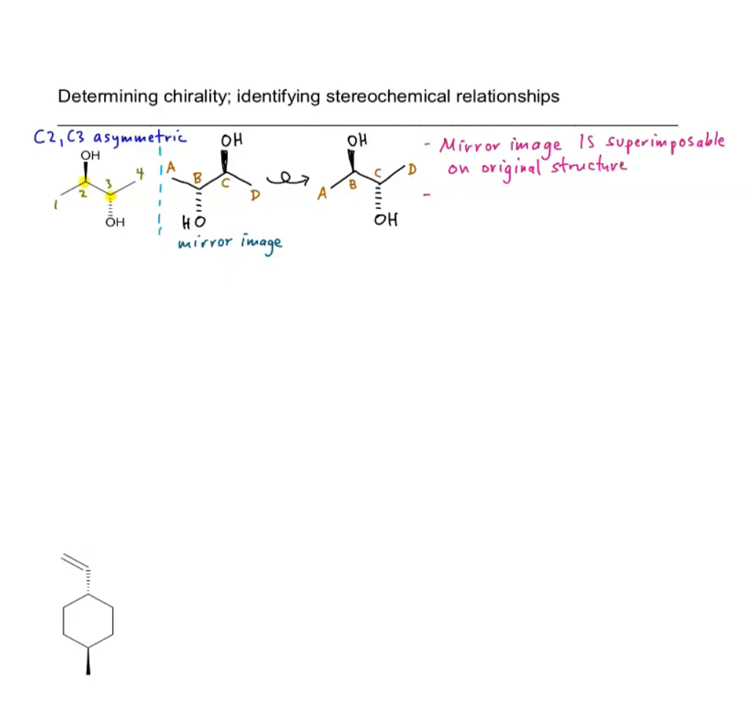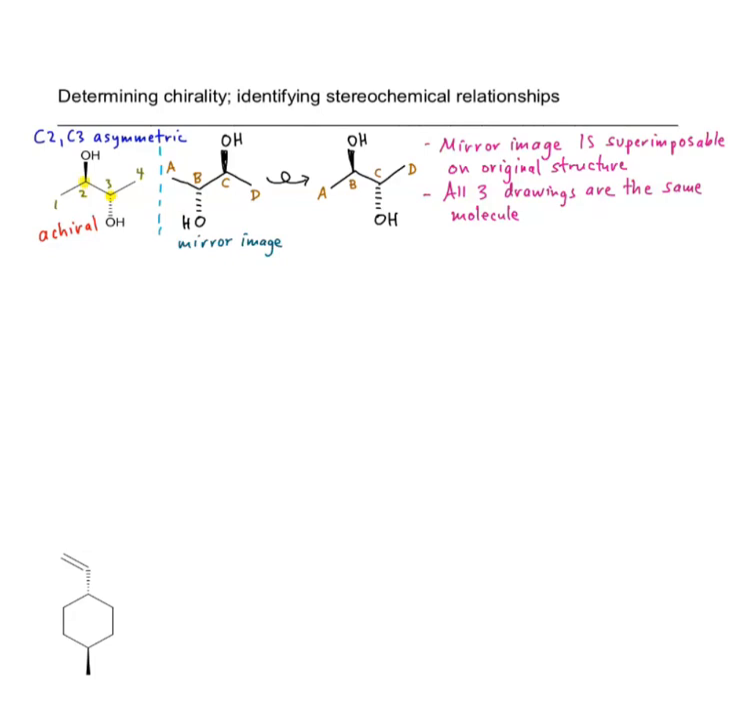And as a side note, we could say all three of these drawings or all three of these pictures are the same molecule. They're all identical. Okay, so the mirror image is superimposable on the original structure. What that tells us is that the original structure is achiral.